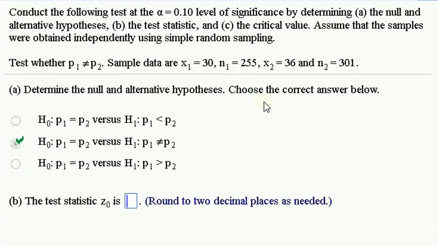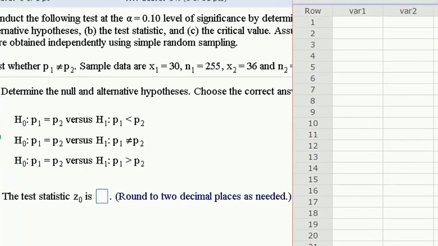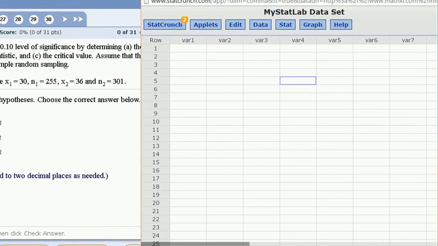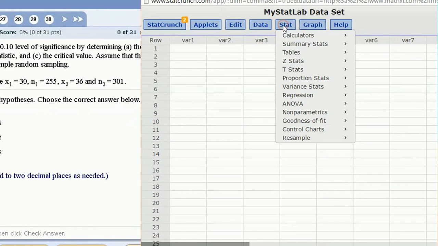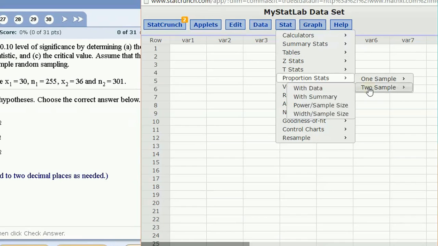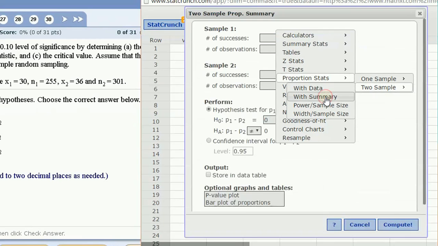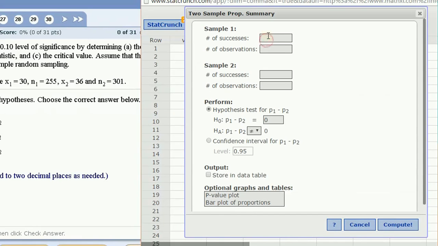Now I want to show you how in StatCrunch we can run the hypothesis test. Under Stat, under the Proportion stats, Two sample, With summary, we just enter from the first sample 30 out of 255, and from the second sample 36 out of 301.